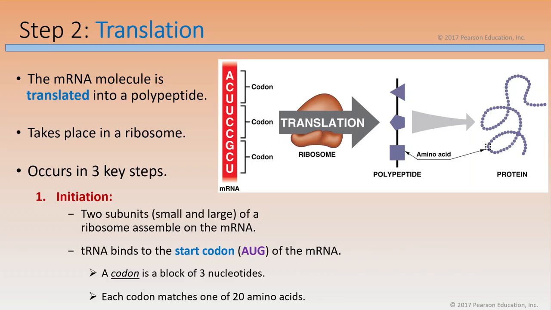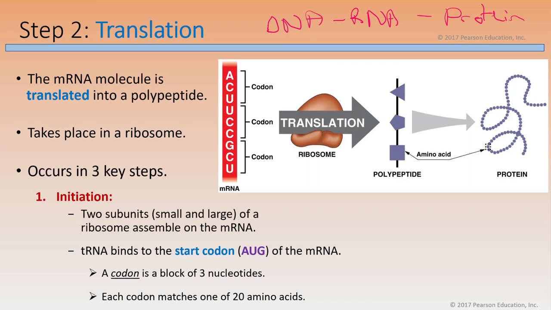So let's look at the process of translation. Again, this is going from DNA to RNA, transcription, and now we're taking that RNA molecule and converting it into a protein, translation. It takes place in a ribosome that is attached in the cytoplasm. It's going to occur in 3 steps, similar to transcription. You are going to have initiation, elongation, and termination. But each process is going to be a little bit different.